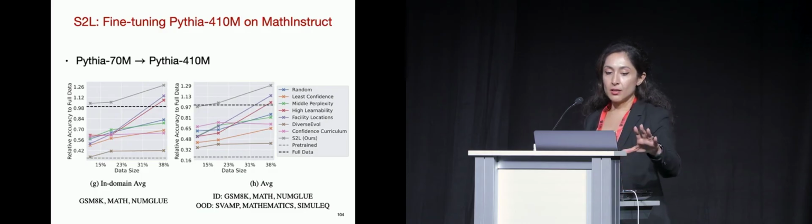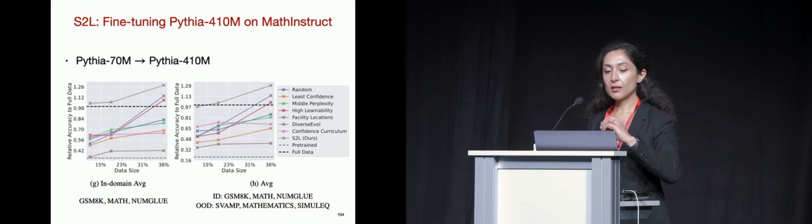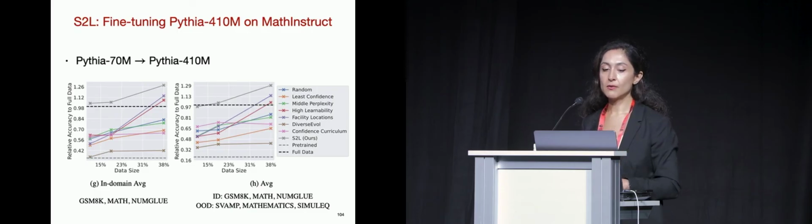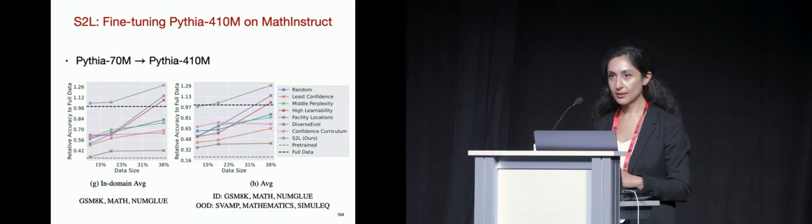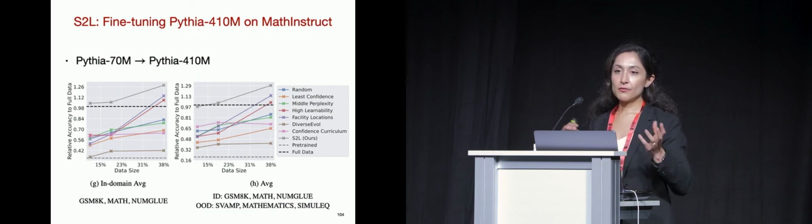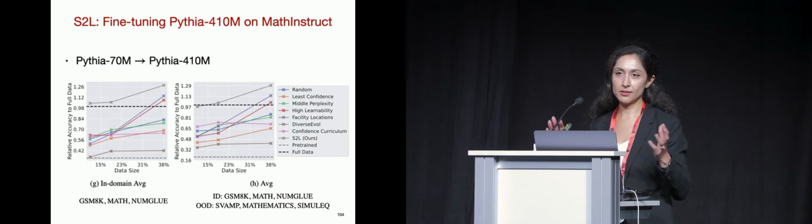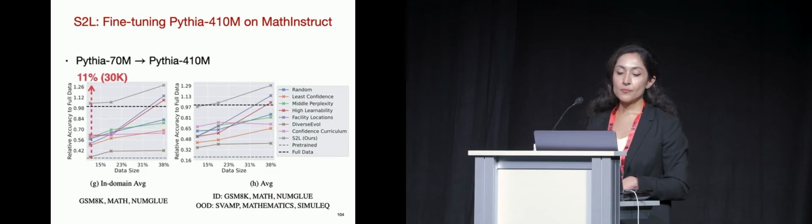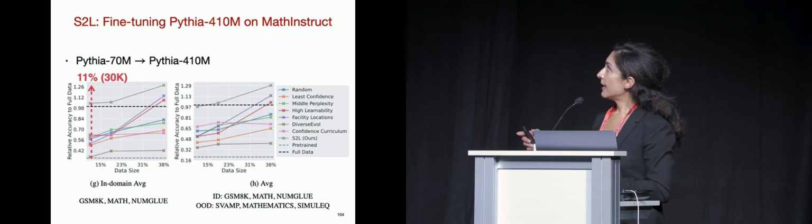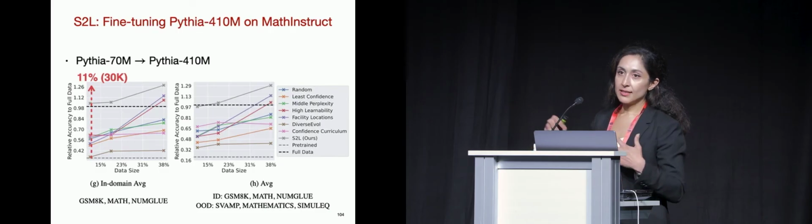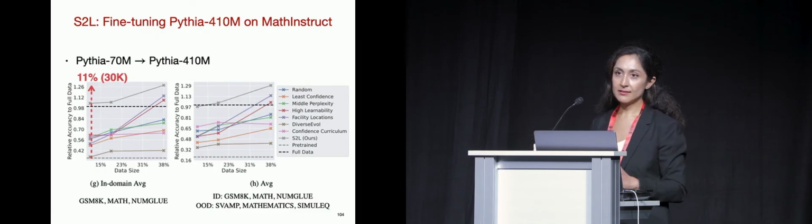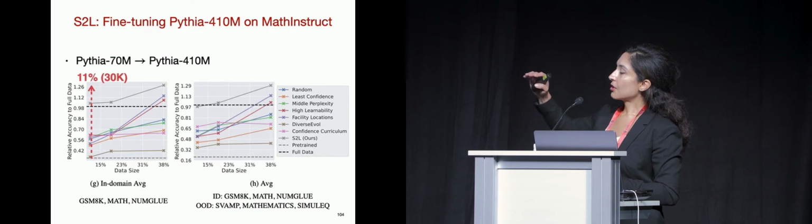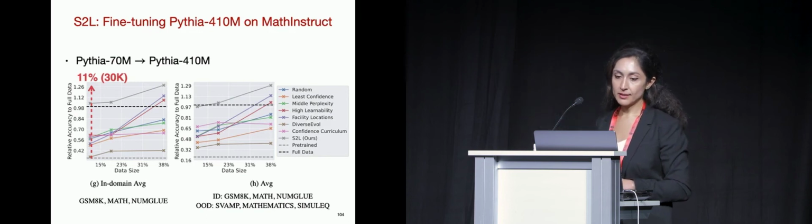So the left plot shows the in-domain results. In this case, we are training Pythia 410 million on the MathInstruct dataset. The evaluation is a bunch of in-domain and out-of-domain evaluation datasets, with different types of math questions. The left plot shows the in-domain average accuracy, and the right plot shows the in- and out-of-domain average accuracy. The x-axis is the data size, the percentage of the data that we selected with our method and different existing heuristics. And the black dashed line is the accuracy of fine-tuning on the full data.